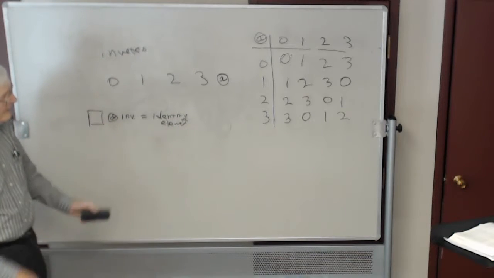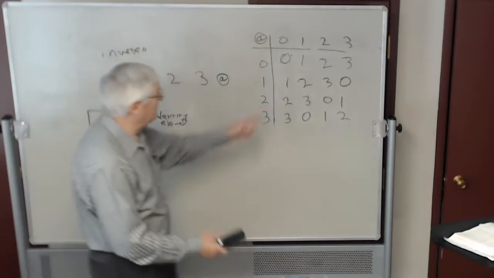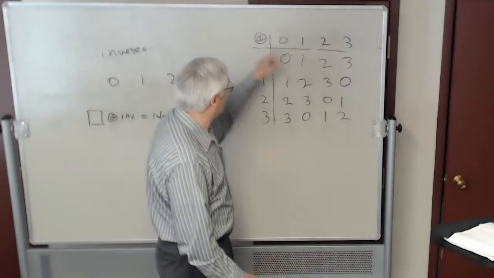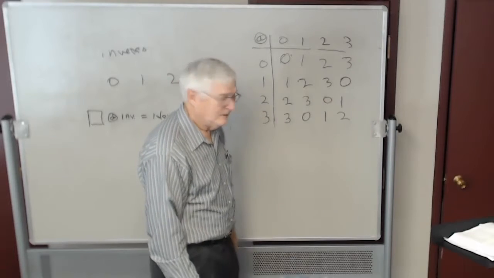So is there an identity element? Here's the numbers, 0, 1, 2, 3. Are there any operations where it stays 0, 1, 2, 3? 0.